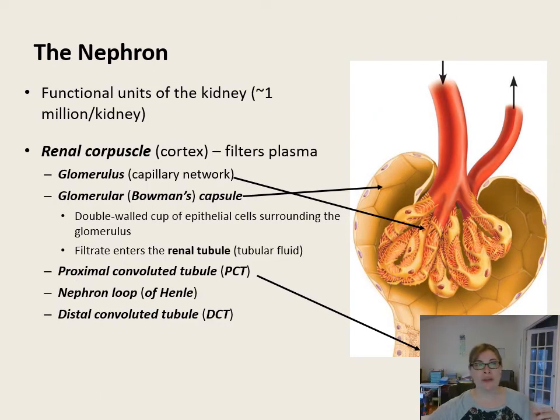All right, so your nephron is a functional unit of the kidney. We have about 1 million nephrons per kidney when you are born. They do die off as we get older, but the kidney also has a really awesome regenerative capability.